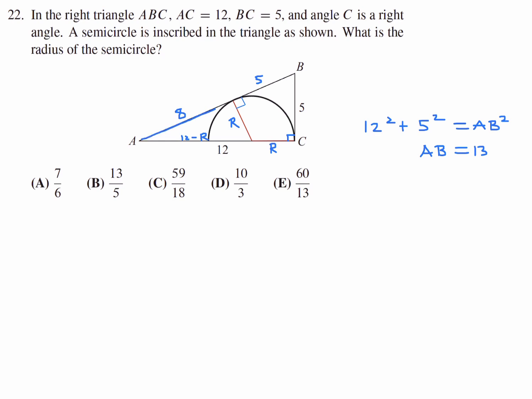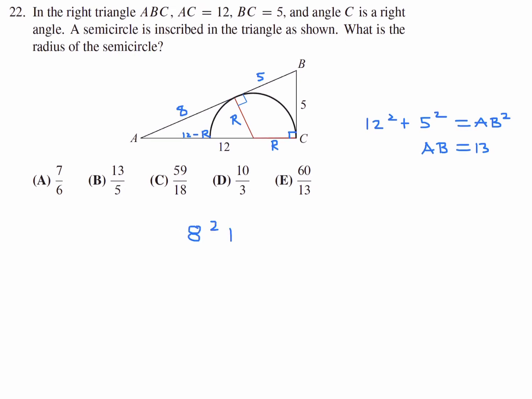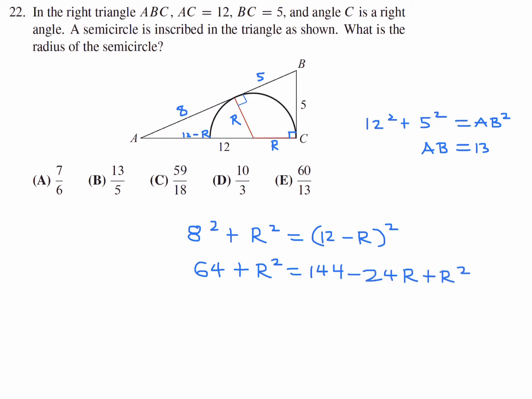All right, so now this gives me another Pythagorean relationship, that triangle. 8 squared plus R squared is equal to 12 minus R squared. So 64 plus R squared is equal to 144 minus 24R plus R squared. And therefore I got 24R is equal to 80. And therefore R is equal to 80 over 24, which is 10 over 3. So number 22, the answer is D.